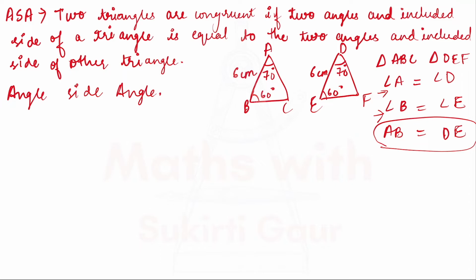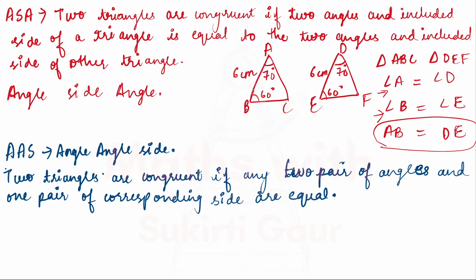Coming on to another criterion of congruency, that is AAS. So this criterion is angle angle side. According to this criterion, two triangles are congruent if any two pair of angles and one pair of corresponding side are equal. It means if there are two triangles like this and we have two angles, let's say 40 degree and 50 degree, here also 50 and 40, and let's say this side is of 4 centimeter, this is also of 4 centimeter, then these two triangles are congruent.